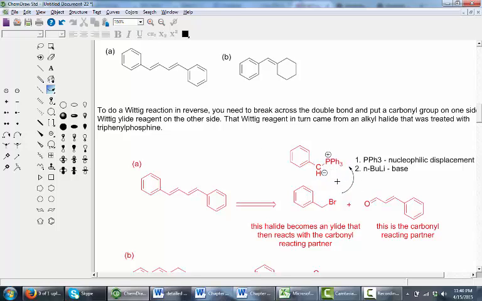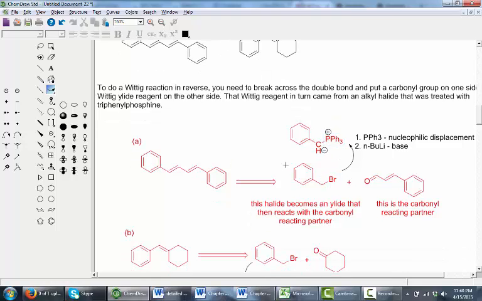This ylid in turn could have come from the corresponding alkyl halide, so this benzyl bromide, and in the forward direction what that would look like is two steps. It would first be a nucleophilic attack of triphenylphosphine on this carbon to kick off the bromide, followed by, in a separate step, deprotonation of that CH2 to form an anion, so CH minus PPh3 plus. This ylid formation now comes from this halide. This ylid reacts with the carbonyl reacting partner to form, in the first step, an oxaphosphetane intermediate that collapses to give me the desired alkene.